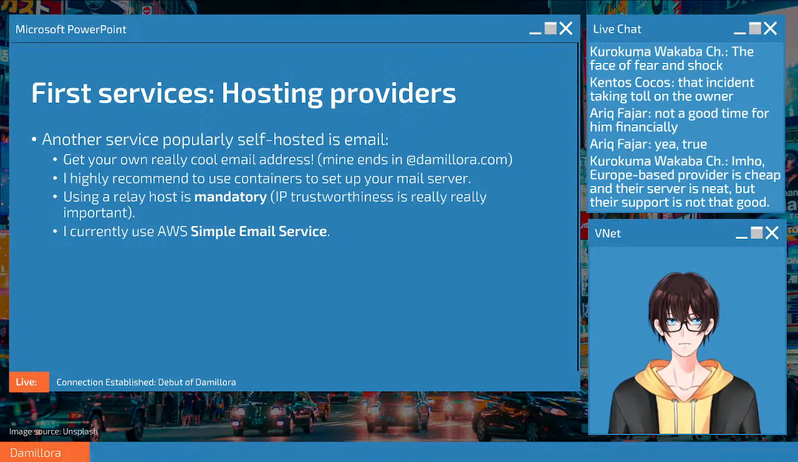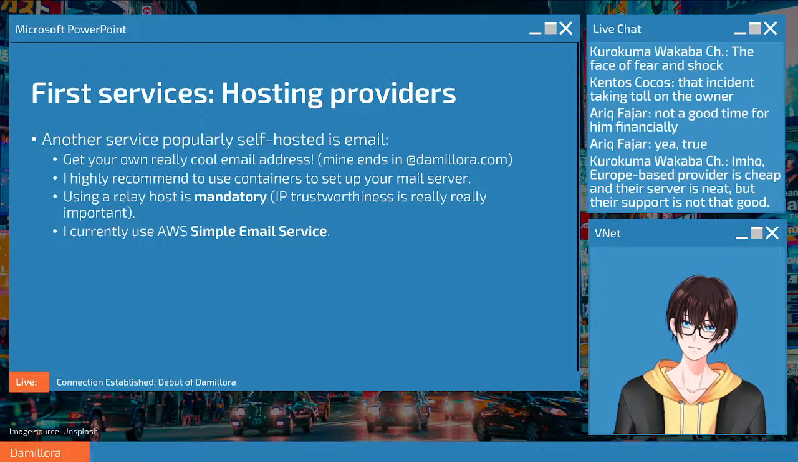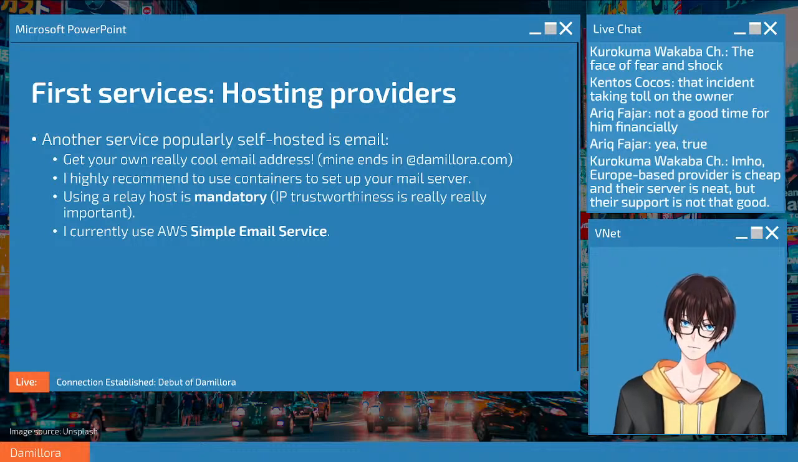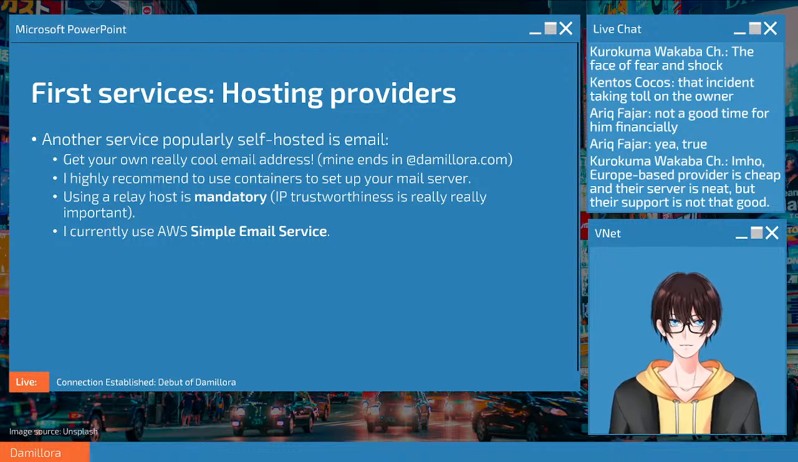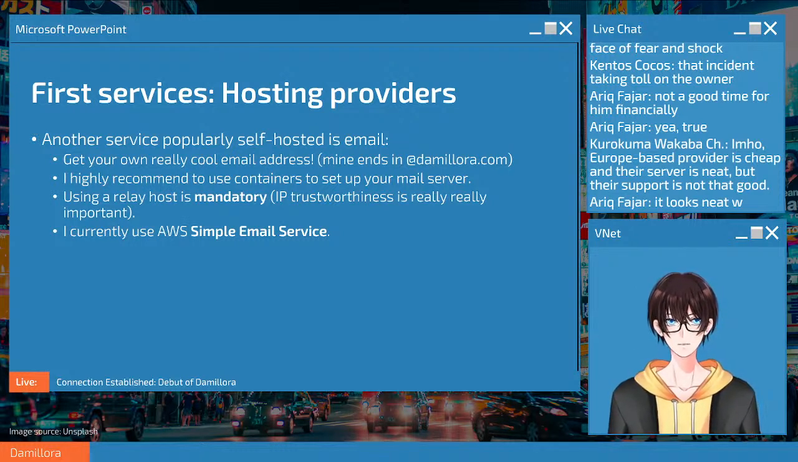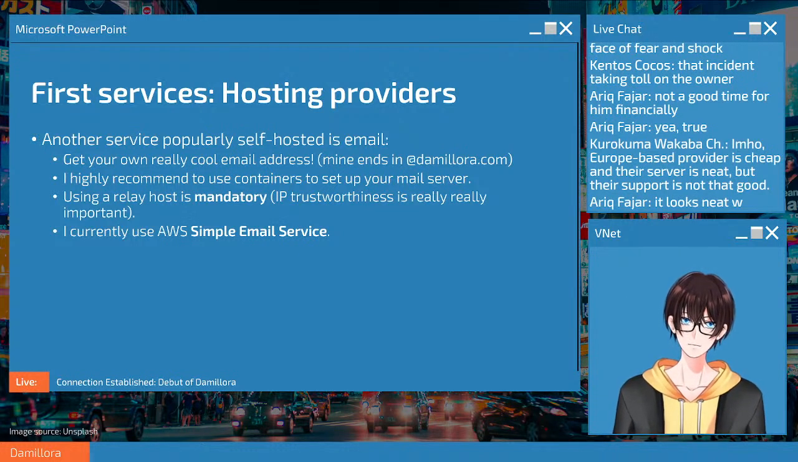Another service that is popularly self-hosted on providers is email. You get your own really cool email address, and I have a @damillora.com domain for emails. I highly recommend using containers to set up your mail server because email servers are quite complicated to set up. So pulling a container that someone else already made for email is great.